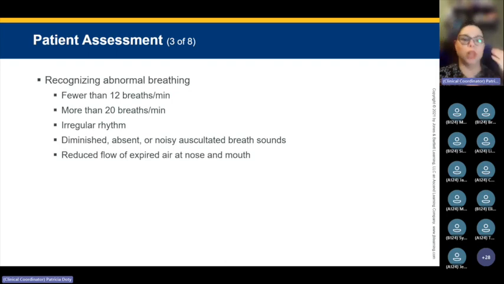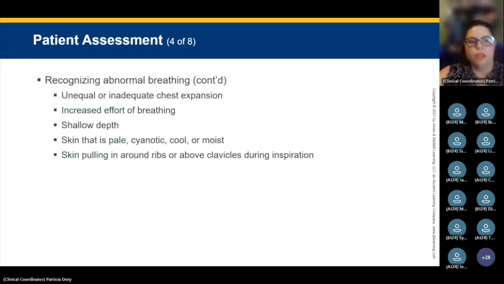Abnormal breathing is anything below 12, more than 20. An irregular rhythm, diminished, absent, or noisy auscultated breath sounds, and reduced flow of expired air at the nose and the mouth. Unequal or inadequate chest expansion, increased effort of breathing, shallow depth. Skin is pale, cyanotic, remember that's blue, cool, moist. Skin pulling in and around the ribs or above the clavicles during inspiration, also called retractions.